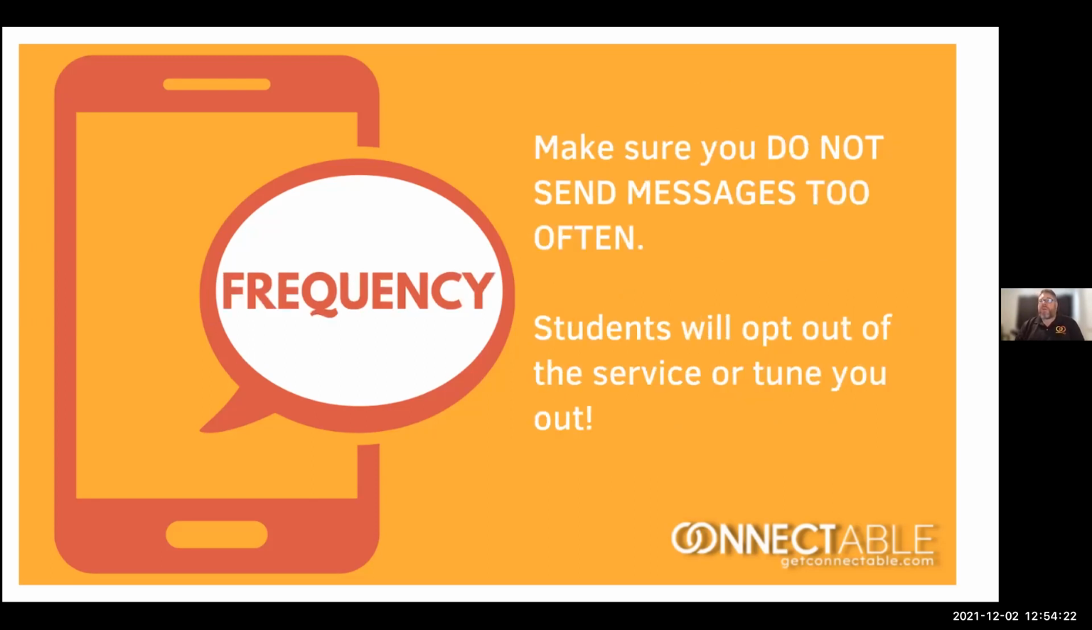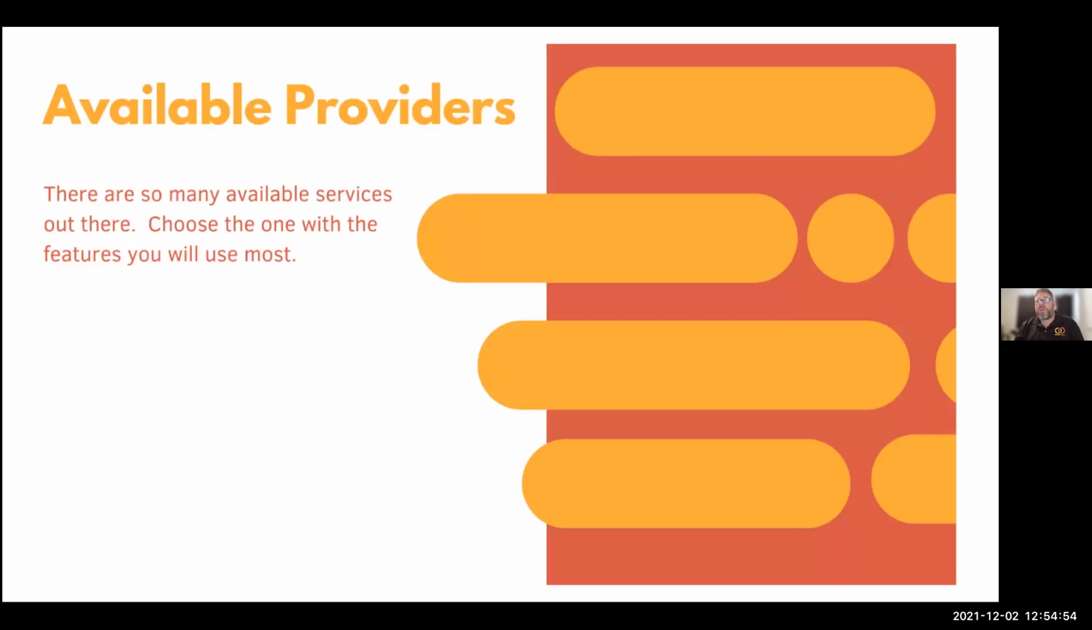And then frequency. Make sure you don't send messages too often. If you do, students will opt out. And if they opt out, you're done. You can't keep sending them messages at this point. And that would be a bad thing to have happen. Or they will just tune out. When they see that come in, they'll go, nope, don't need it, and go on. So make sure your timing is good, your information is relevant, and that you're putting out messages at a good time of the day. And you'll definitely help yourself to be effective when it comes to using text messages.